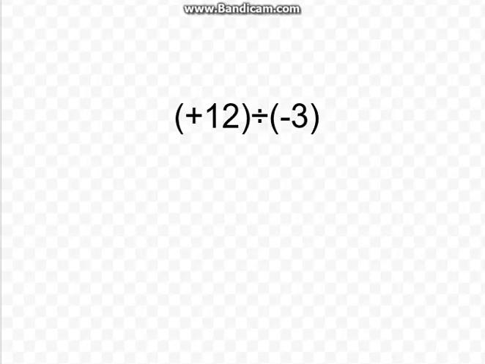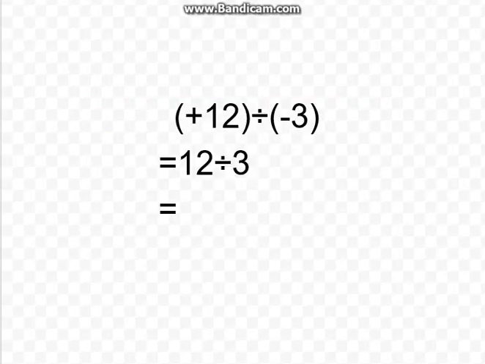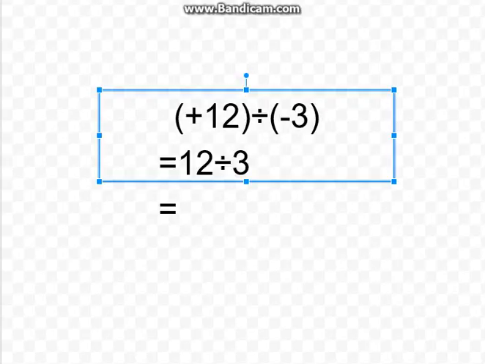To help you further comprehend dividing integers, I am going to give you one more question. Let's take positive 12 divided by negative 3. First, you need to find their absolute values, which is 12 for positive 12 and 3 for negative 3. Then you divide 12 by 3, which is 4.